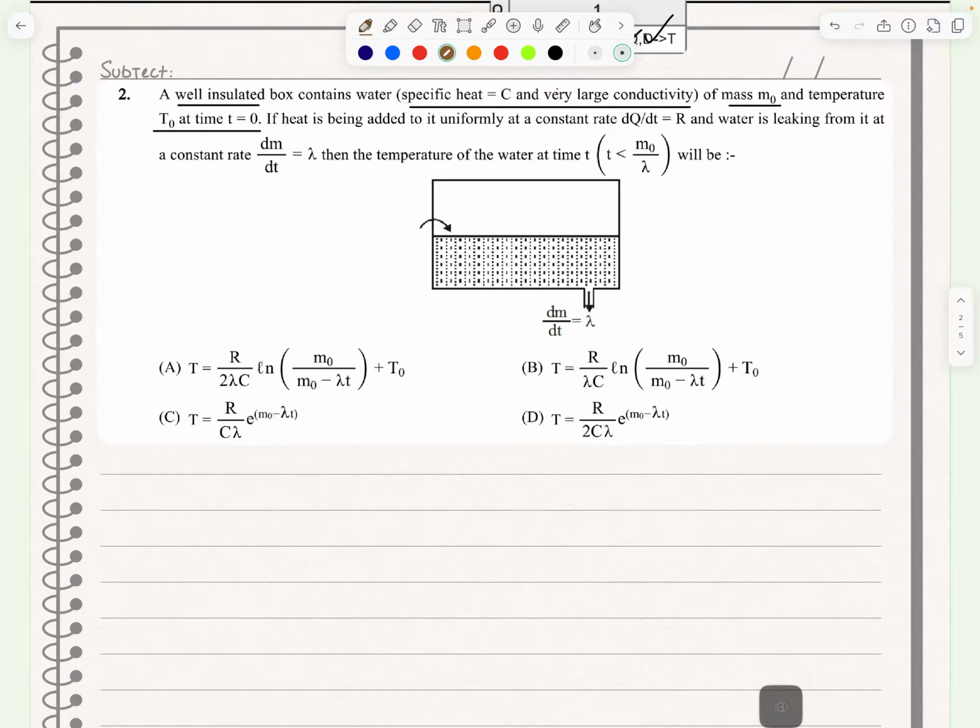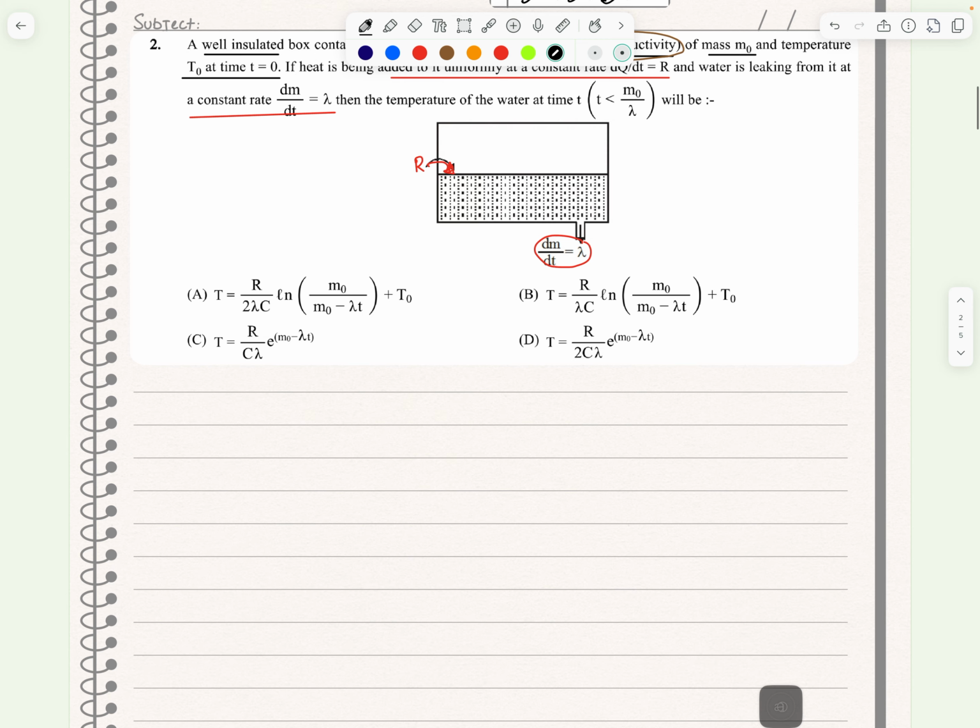The second word they are trying to say is very large conductivity. What does it mean? Large conductivity means everywhere the temperature of the water remains the same. If heat is being added to it uniformly at a constant rate R, that means we are supplying the heat by some medium, and that rate is constant, that is R. Water is leaking out at a constant rate, dm by dt is given to you as lambda. They are asking the temperature of the water at any instant of time. t should be less than m0 by lambda, they are trying to say.